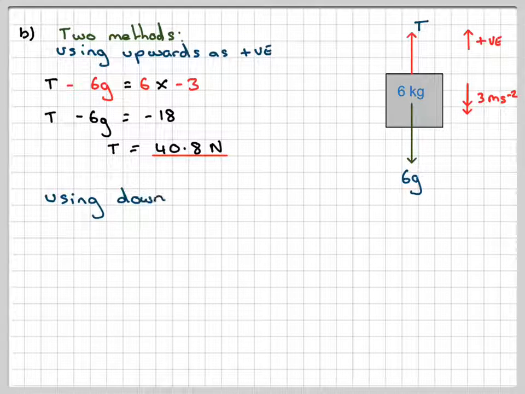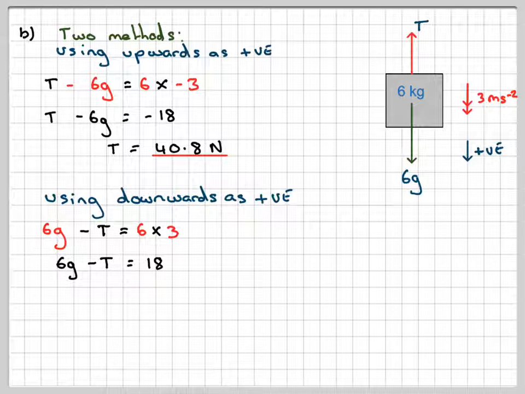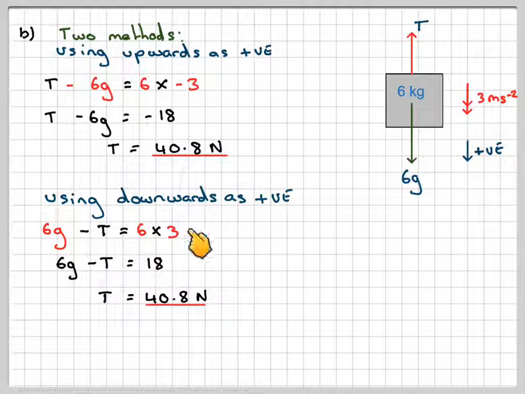Now, you could instead take downwards as positive. If you do it that way, then 6g minus T is going to be equal to the mass, which is 6, times the acceleration. Now, the acceleration is acting the same way as positive, so 6 times 3. Rearranging that, 6g minus T is equal to 18, and therefore T is going to be 6g minus 18, which again gives you 40.8 newtons. Either method must give the same answer.